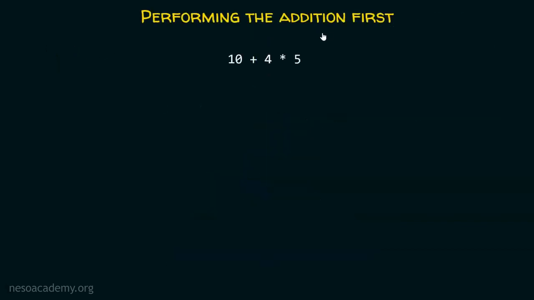Let's perform the addition first. Let's say I want to simply add these two numbers, 10 plus 4. We know that 10 plus 4 is 14, so we can replace this by 14. And now we have 14 into 5. So our expression is reduced to 14 into 5. Now what is 14 into 5? 14 into 5 is 70. So the result is 70, and we are successful in producing the result. It's not a problem at all. The result of the expression 10 plus 4 into 5 is 70.